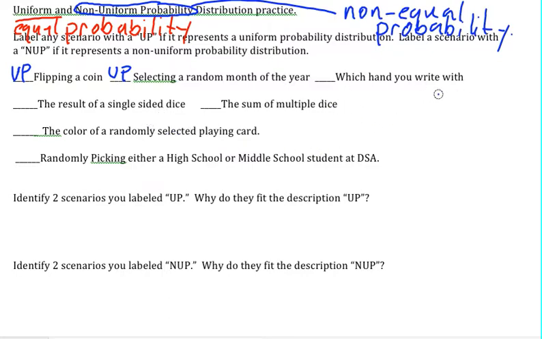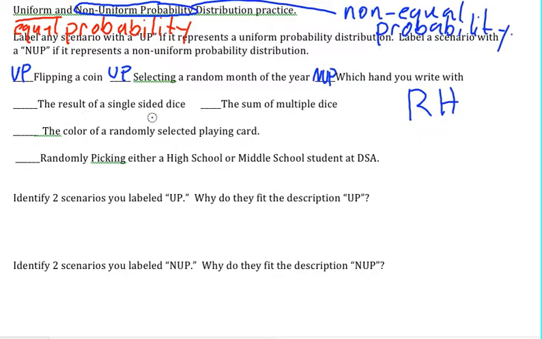Which hand you write with? Well, if you select someone at random, perhaps they're left-handed, perhaps they're right-handed, or perhaps they're ambidextrous. We have multiple results. Almost everybody is right-handed. It's a very large percentage of the population. So if we select somebody at random, the chances for left-handed and the chances for right-handed are not equal. Or in other words, they're non-uniform. So we'll use NUP to represent non-uniform probability.